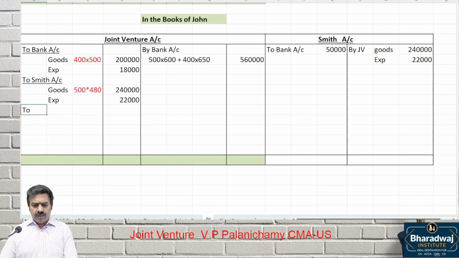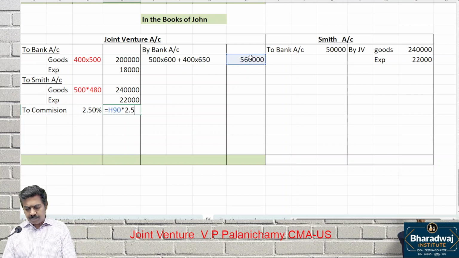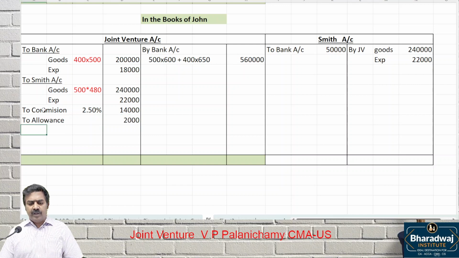To commission. What is the commission percentage? 2.5% on the sales, 2.5%. Then to allowance. Allowance for taking care of the business. How much? 2,000. We don't put it to Smith account because the commission is payable to whom? John. That's it. Then if you tally the account, you will get the profit or loss.